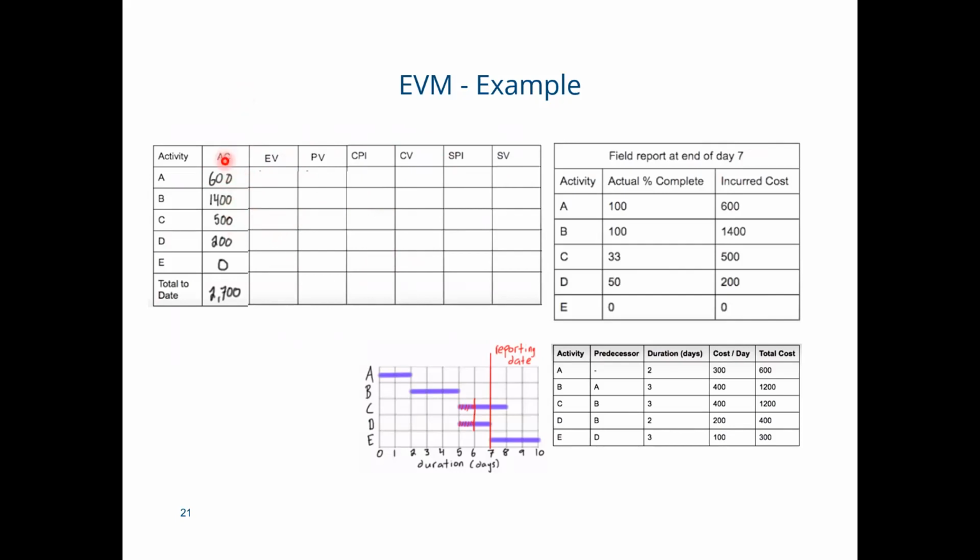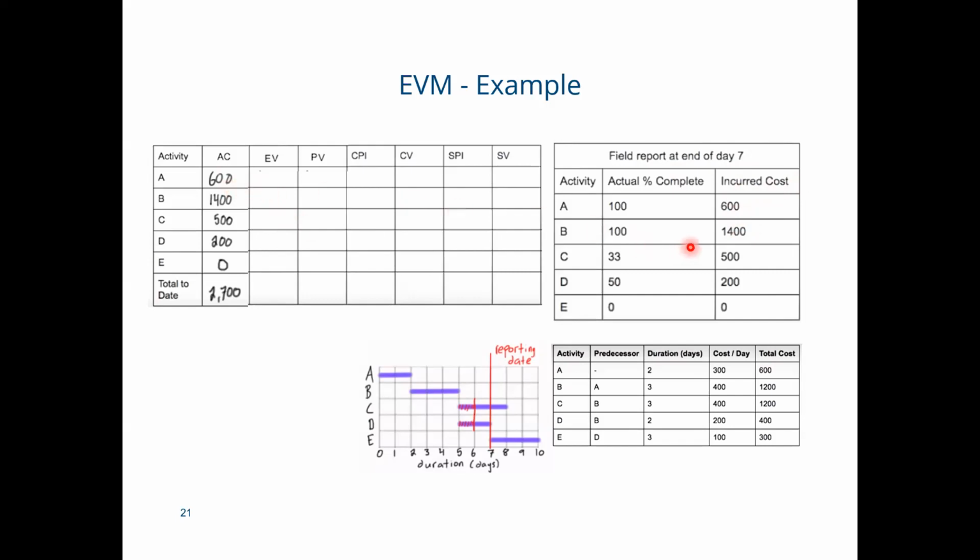AC, as we saw in the previous slides, represents the actual cost incurred, which means how much we paid for the work done so far. So we'll do it for each activity. Activity A incurred $600, so we write 600 here.